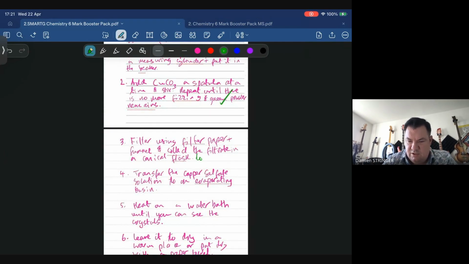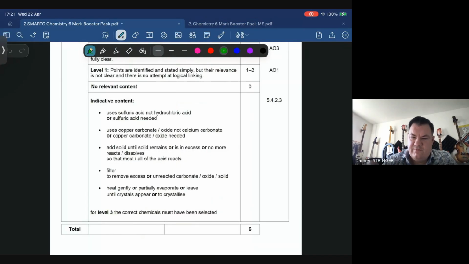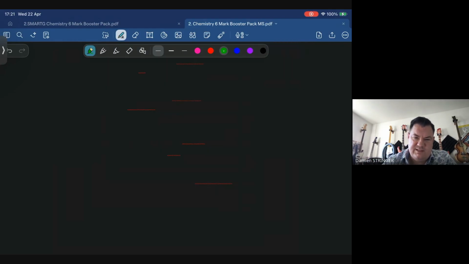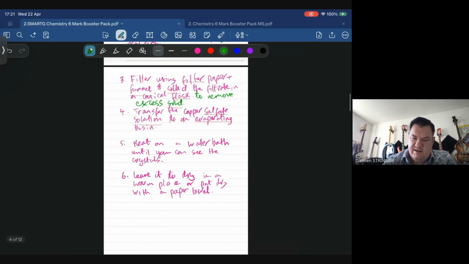So what was the word they used? To remove excess. So that's just something we missed out. I don't know if it'd be worth a mark or not, but it's worth putting in. Heat gently or leave until crystals appear or crystallize. So that is kind of all that.